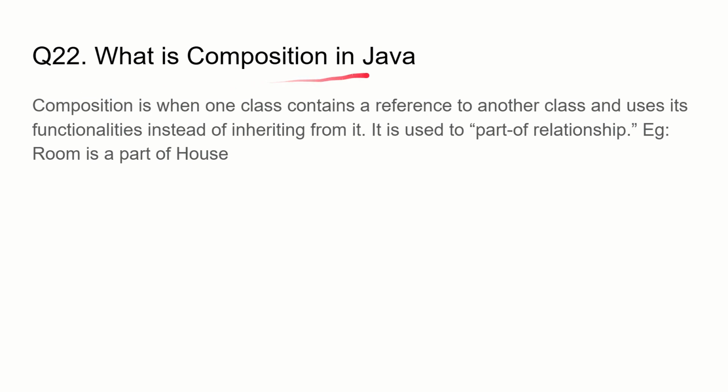Next question is, what is composition in Java? Composition is when one class contains a reference to another class and uses its functionalities instead of inheriting from it. It is used to denote a part-of relationship. Example, a room is a part of a house. Here a room cannot exist without a house.